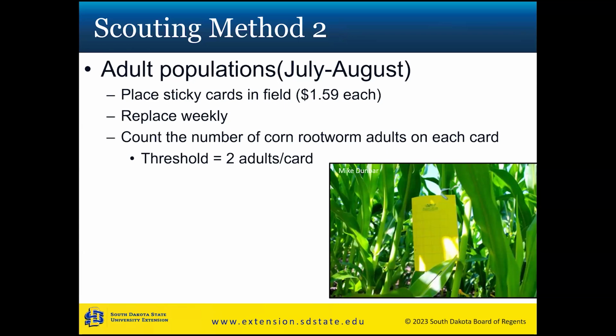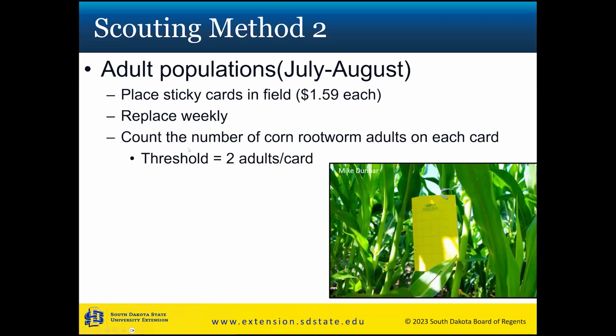Now, this is the second method for scouting, and I didn't get this updated. I wanted to show what these cards used to cost a few years ago. Everything's gone up, as we know, but the second scouting method is using these yellow sticky cards. And you put these out at kind of the same time period you would if you were going to dig roots, in July and August. Each week you put a new set of cards out in your field.